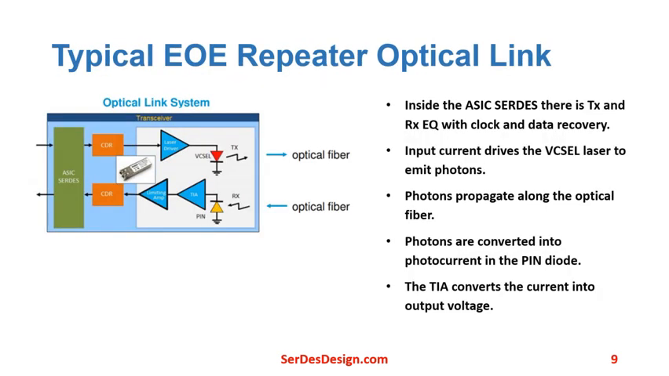To start, let's talk about a typical optical link using an EOE repeater. This figure shows a typical optical link system. Inside the ASIC SerDes, there is a transmit and receive, equalization, and clock and data recovery. Inside the optical module, the input current signal drives the VCSEL to emit photons. Photons propagate along the optical fiber. Photons are converted into photocurrent in the pin diode receiver, and a transimpedance amplifier converts the current into output voltage.